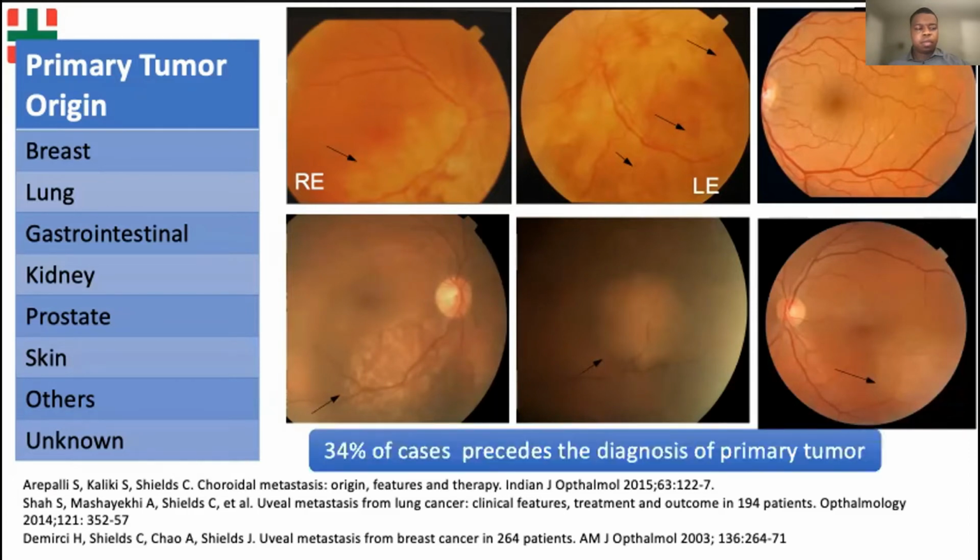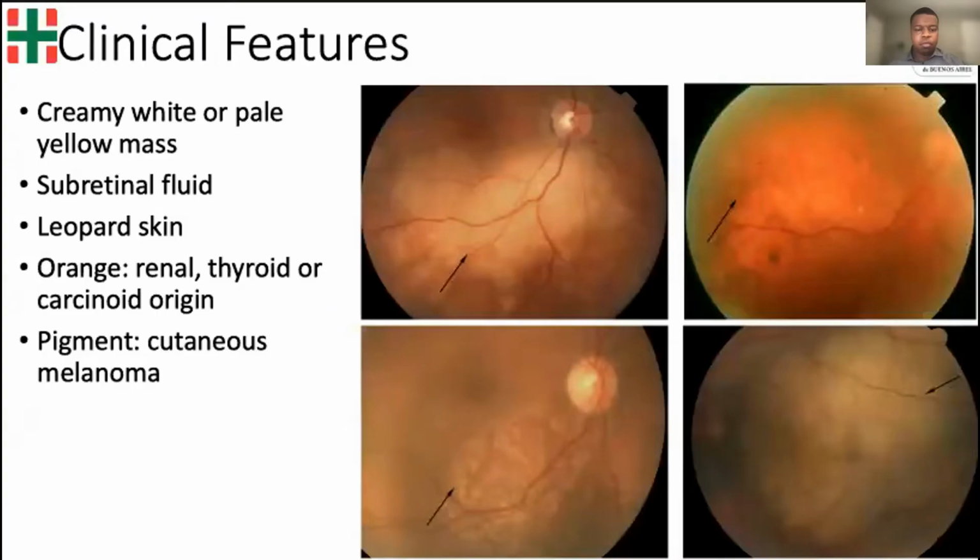Hay un 34% de casos que preceden al diagnóstico del tumor primario. ¿Y cómo son estas características? O sea, ¿cómo vemos las metástasis? ¿O cómo las podemos observar clínicamente? Generalmente son lesiones blanquecinas, amarillentas, fíjense, algo más difusas, con un patrón más heterogéneo, donde presentan abundante líquido subretinal.